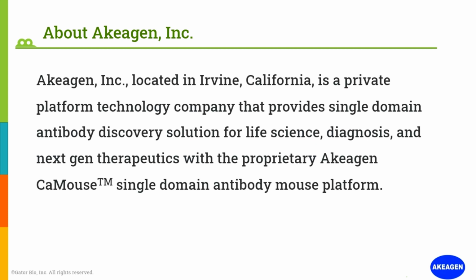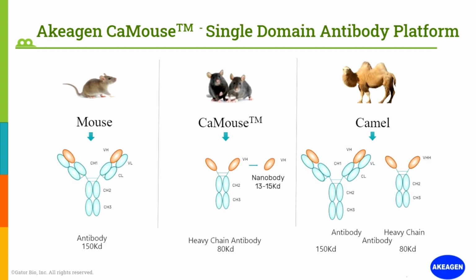So after a short time, I was thinking whether we can generate a small animal platform that can replace llama or camel to generate single-domain antibody. So we spent quite a few years to finally develop the camel mouse single-domain antibody platform.